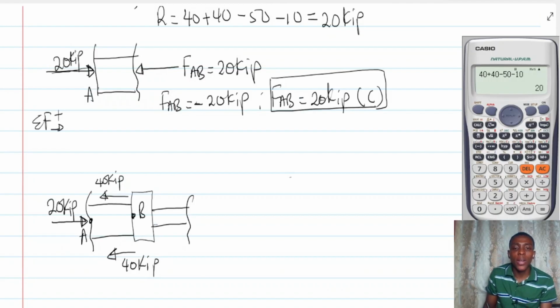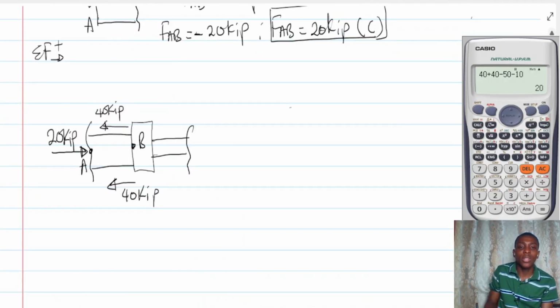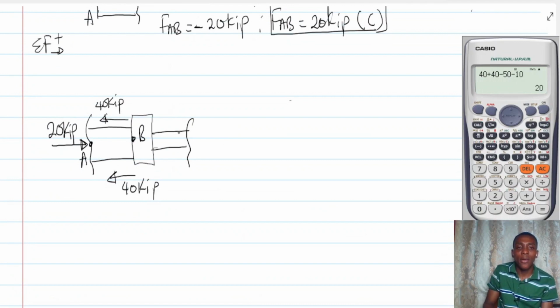All right. So when I cut between BC, this is what I've done, and this is what I will get. Now we need to look at the forces acting on the whole of this portion. Let's look at the forces. So summation of forces along the x, every force in this direction is positive.